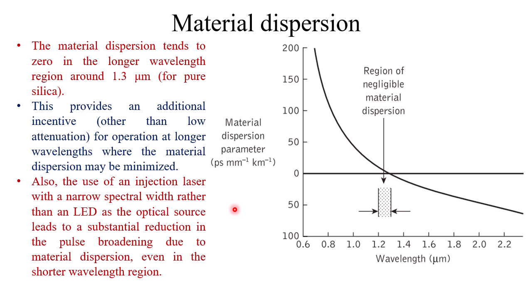This provides an additional incentive, other than low attenuation, for operating at longer wavelength where the material dispersion may be minimized. Also, the use of an injection laser with a narrow spectral width rather than an LED as the optical source leads to a substantial reduction in the pulse broadening due to the material dispersion even in the shorter wavelength region. So that is why actually 1.3 micrometer was chosen first. Later on we will discuss when we can shift the dispersion characteristics towards 1.55 micrometer.